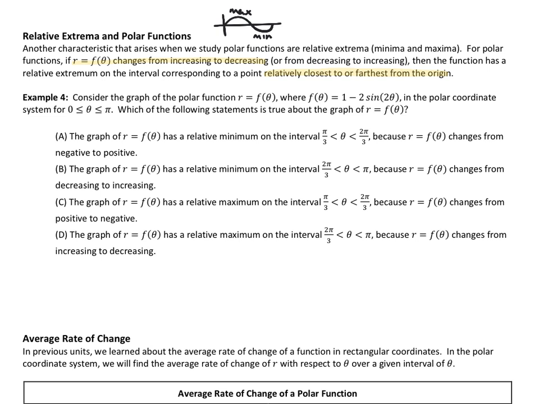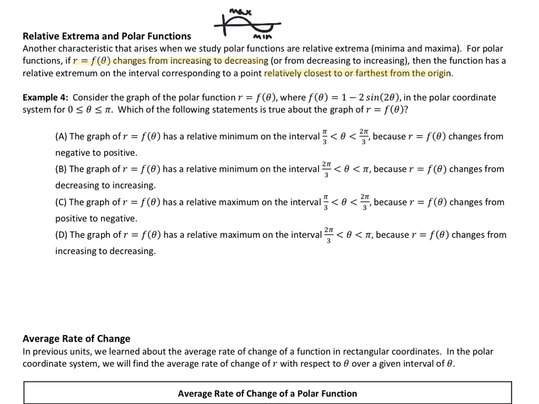Now again, looking at a polar function is confusing because of their circular nature. So it's a little bit easier to take all of these functions and make them into rectangular so that we can look at them. That's what we're going to do on these problems. So example 4 says, consider the graph of the polar function r equals f of theta, where f of theta is 1 minus 2 sine of 2 theta. Which of the following statements is true about the graph of this function?